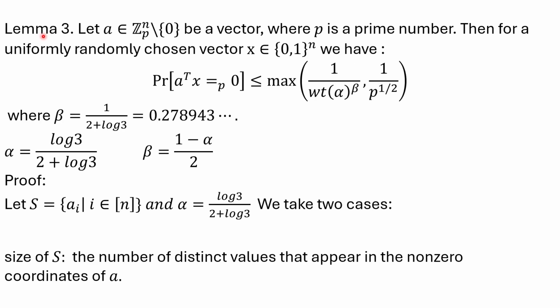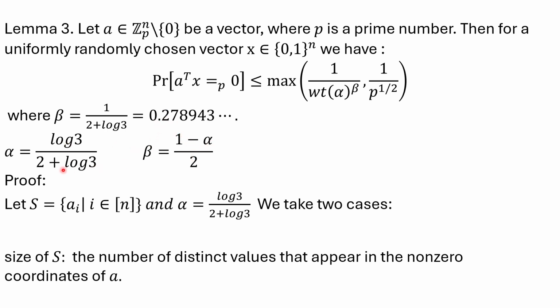Lemma 3. Let A be a non-zero vector which belongs to Z_p, where p is a prime number. Then, for a uniformly randomly chosen vector x, the probability that A transpose x equals 0 modulo p is less than the maximum of these two right here, where beta and alpha are defined here, and we can see by simple math that beta is equal to (1 minus alpha) divided by 2.